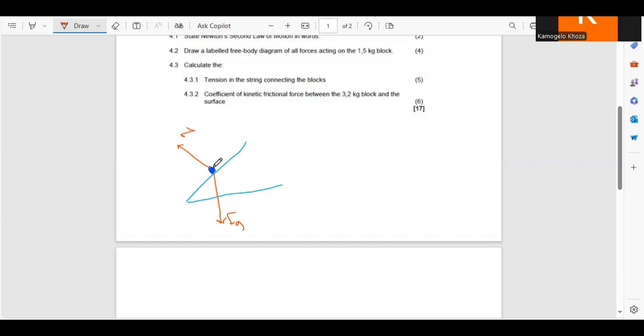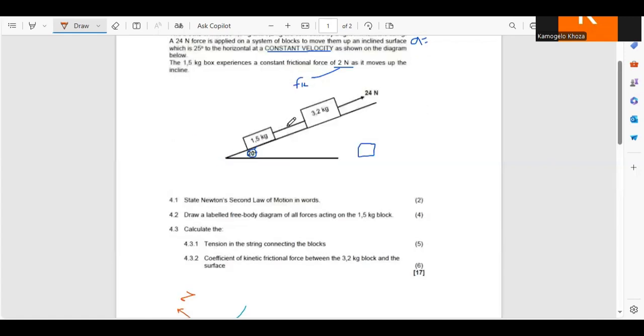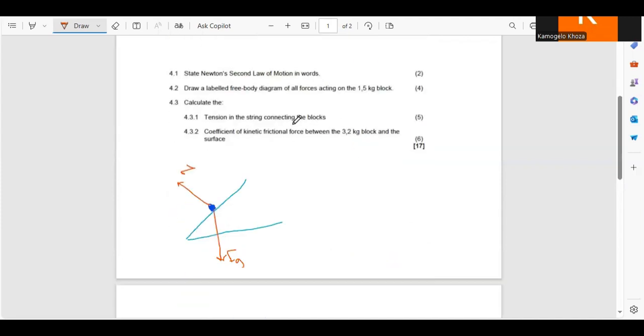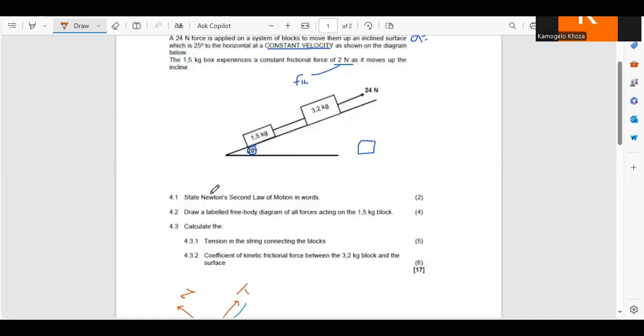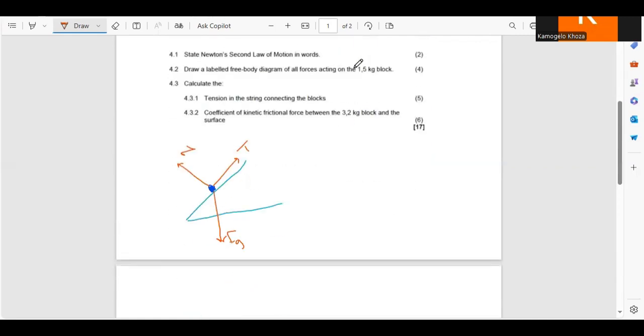Now, it's moving up the incline due to this string which is connected, and there would be tension on the string. So the third force is going to be your tensional force. So far we have identified 3. The last one, because it's moving on a rough surface, and they also give us the kinetic frictional force, 2 newtons, right? And remember, your frictional force is always opposite to the direction of motion. In this case, if this is moving up, your frictional force would be going downwards.